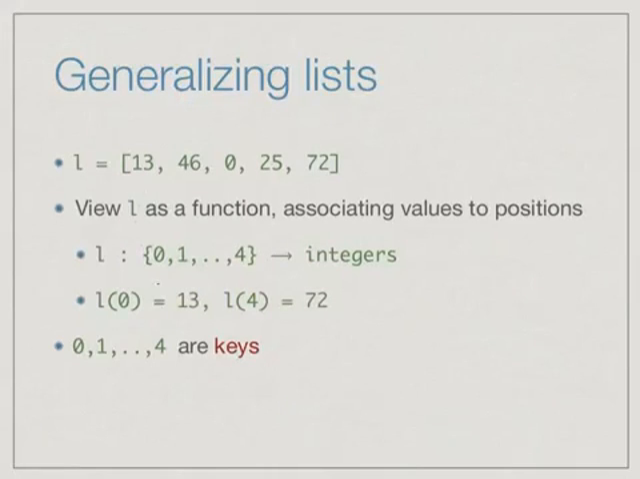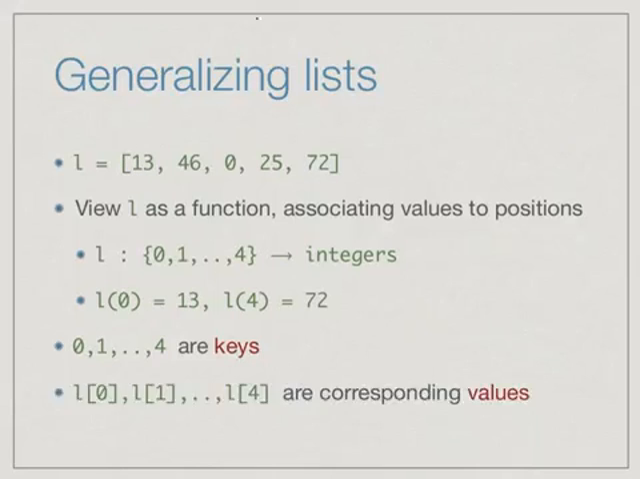So the programming language way of thinking about this is that 0, 1, 2, 3, 4 are what are called keys. These are the values with which we have some items associated. So we will search for the item associated with 1 and we get back 46. So we have keys, and the corresponding entries in the list are called values. So a list is one way of associating keys to values.